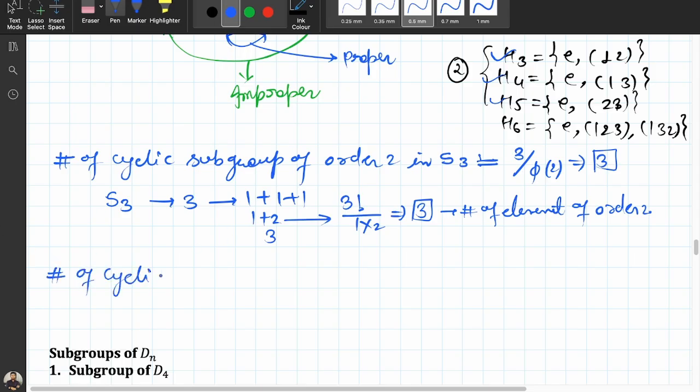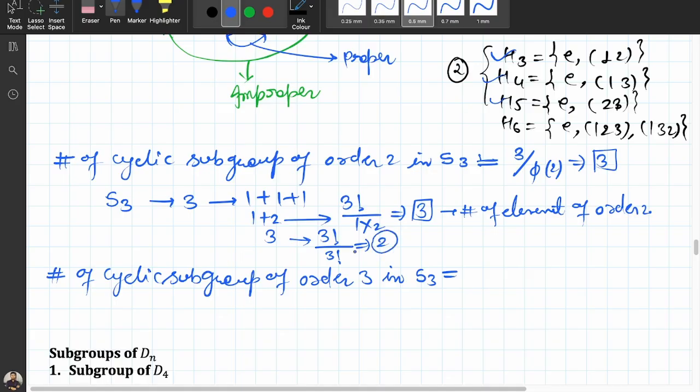Number of cyclic subgroups of order 3 in S3, that is equal to, so how many elements of order 3? So 3 factorial upon 3 factorial, that is 2. Okay. So from here it is what? 2 upon phi 3, and that is equal to 2 upon 2.